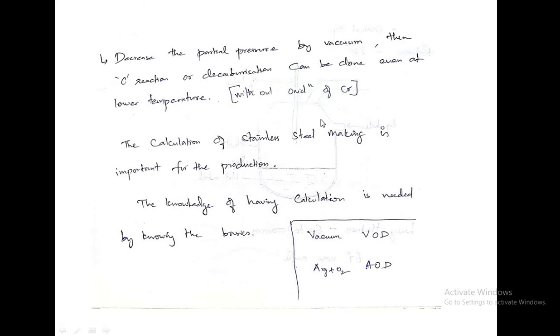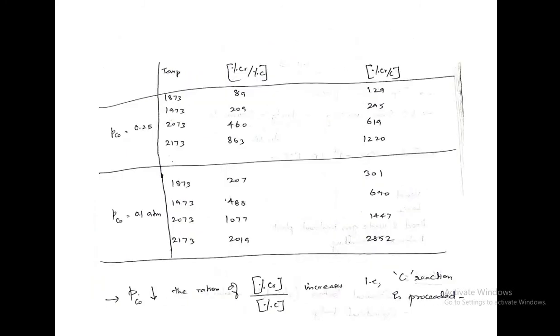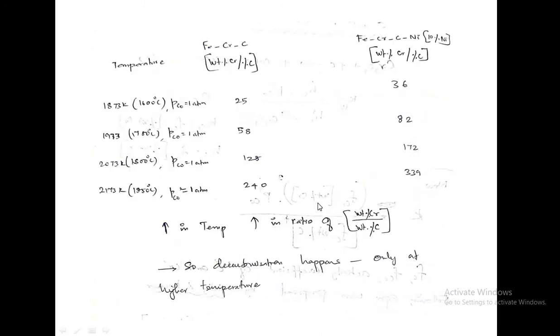But the thing is that there are two conditions: high temperature and low pressure of carbon monoxide. Generally we will not go to very high temperature in stainless steel making or steel making processes. We can achieve high temperature, but it will take time.